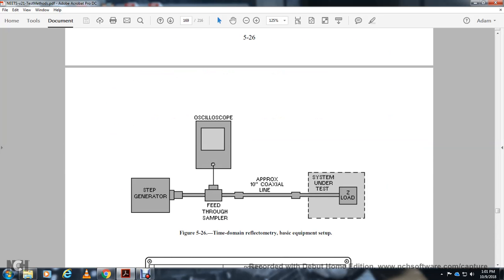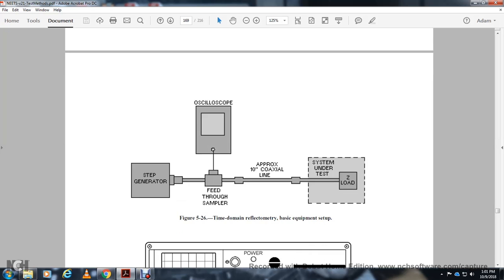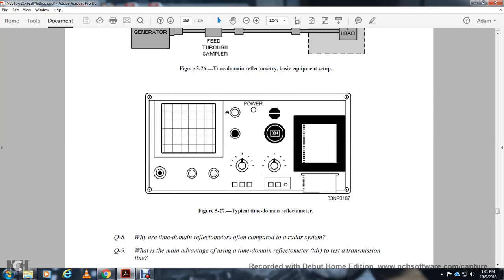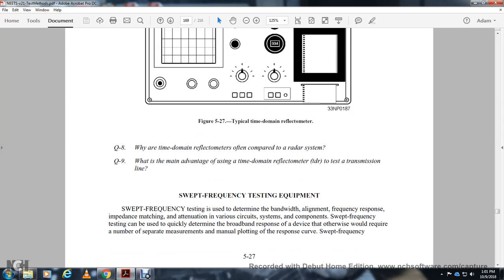Figure 526 shows the basic time domain reflectometry setup: the pulse generator feeds through the sampler and oscilloscope into a 10-inch coaxial line, with the system under test and the impedance load. Figure 527 shows typical time domain reflectometer and swept frequency testing equipment.